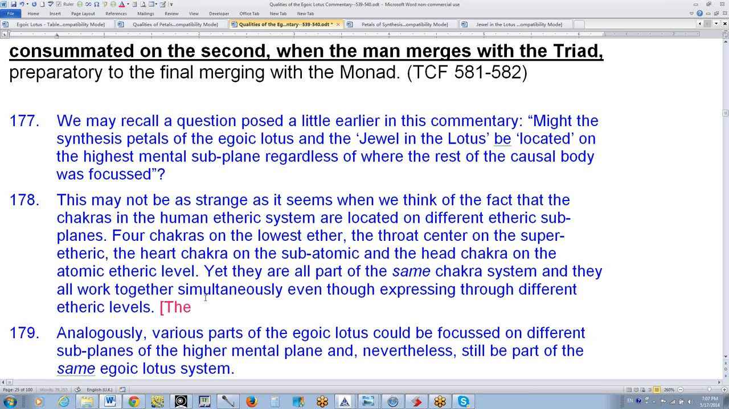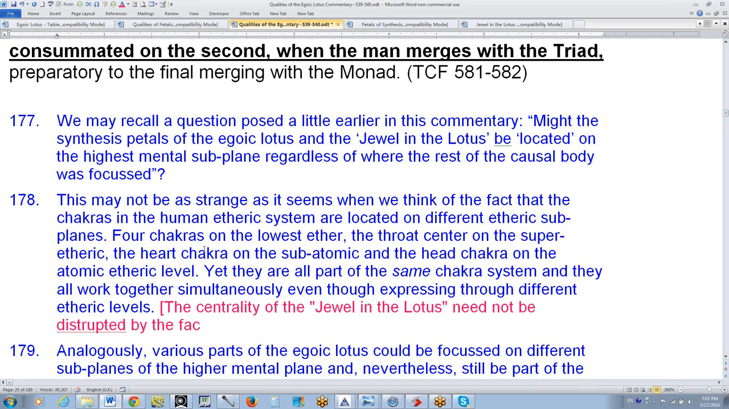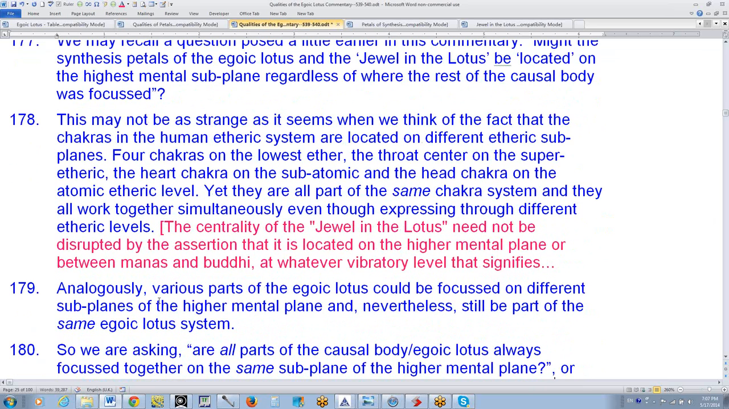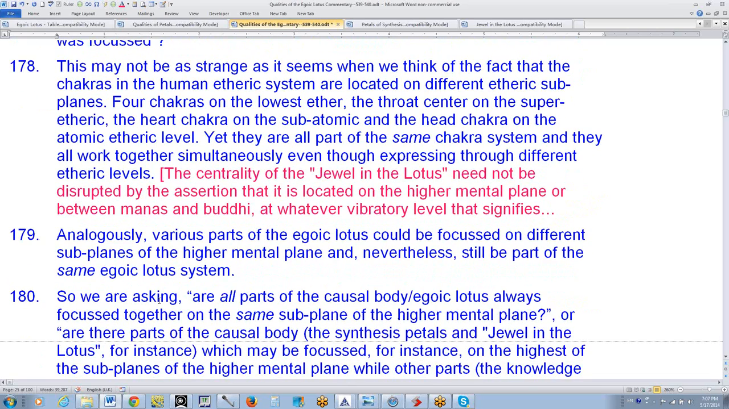So let's say, yes, the centrality of the jewel in the lotus need not be disrupted by the assertion that it is located on the higher mental plane or between Manas and Buddhi, at whatever vibratory level that signifies. Analogously, various parts of the Egoic Lotus could be focused on different subplanes of the higher mental plane and nevertheless still be part of the same coherent Egoic Lotus system.